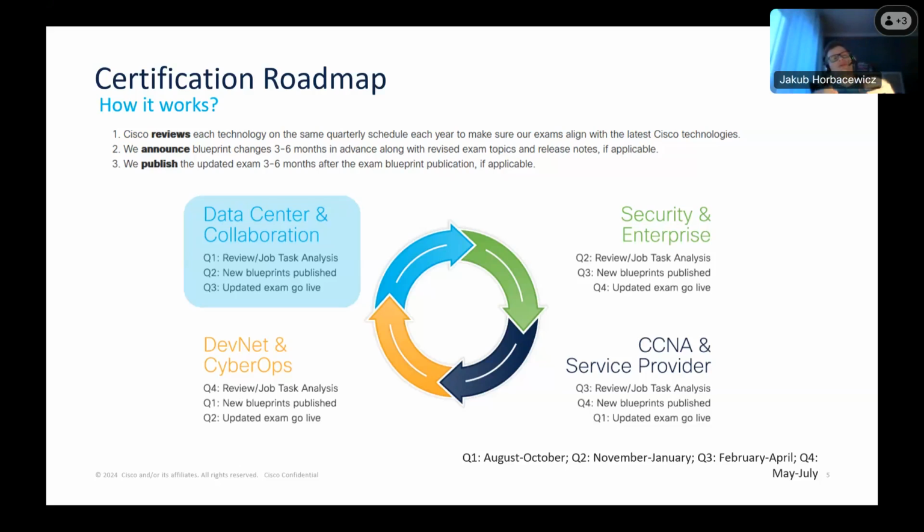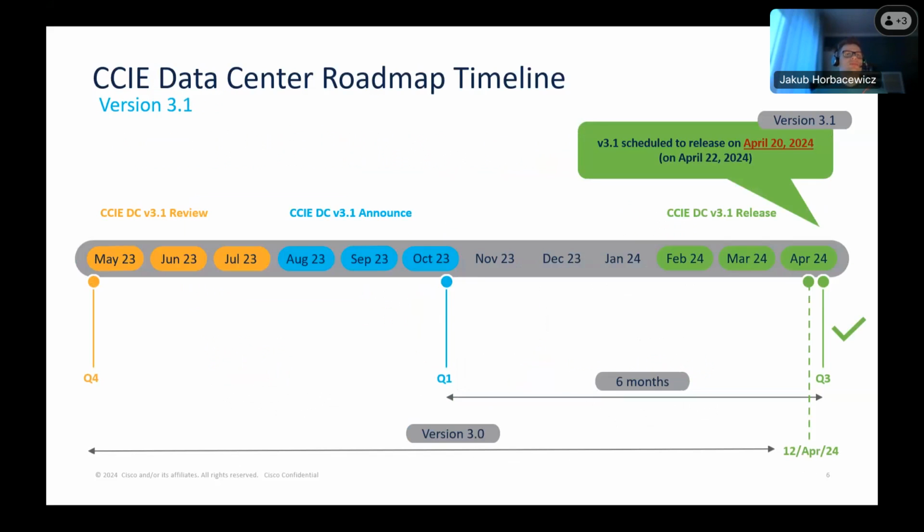So the question is, why am I showing it to you, right? Keep in mind that in order to attempt the CCIE exam, you need to pass what we call a qualifying exam. And for the data center track, this is the DC Core exam. And DC Core falls into this life cycle that I'm showing currently. Okay. Good. So now let's evaluate the timelines for the CCIE Data Center version 3.1.